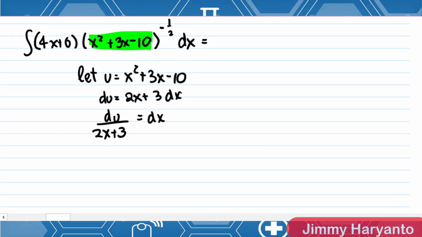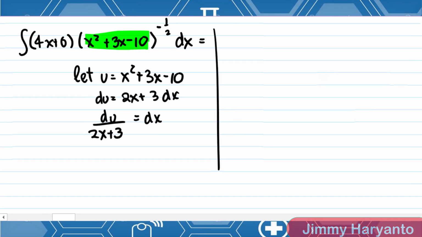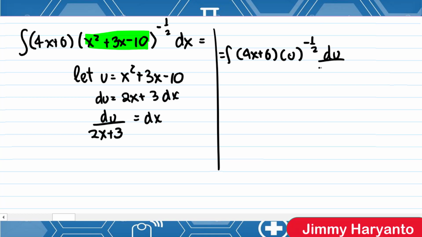Okay, we are already in the second step. For the third step, we change the question into u, u to the power of negative half, and the dx into du over 2x plus 3, so that you can cross out this and this into 2, because 4x plus 6 is 2 times 2x plus 3. It equals the integration of 2 u to the negative half du.